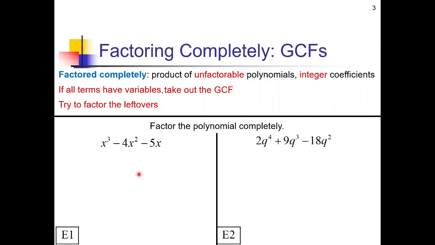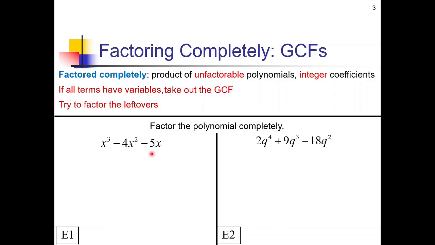All right, let's see how that went for you. So I always check to see if there's a greatest common factor before I do anything else, because if I take it out in the beginning, it's going to be easier to deal with whatever's left. And if I don't take it out in the beginning, I'm going to have to deal with it later on anyway, or else my answer is not going to be completely factored.